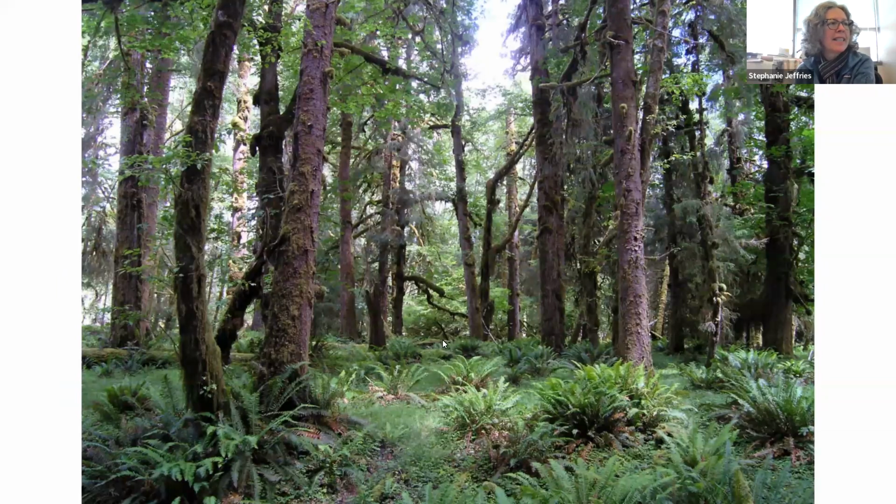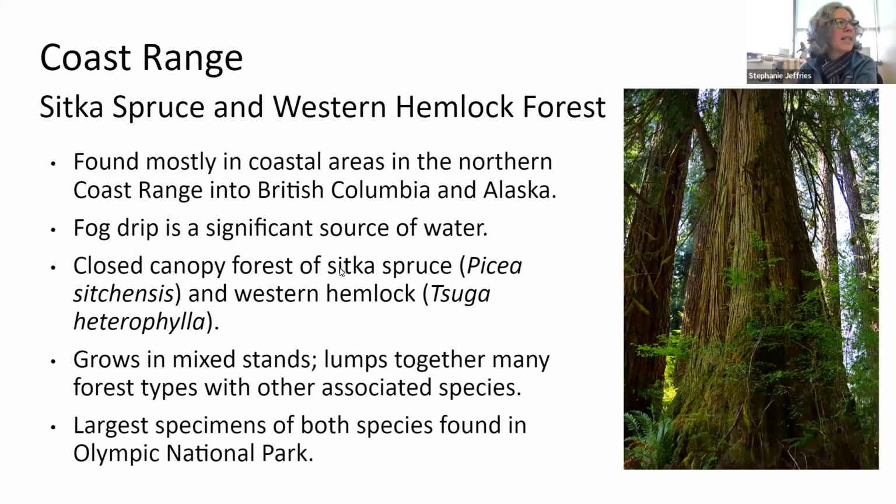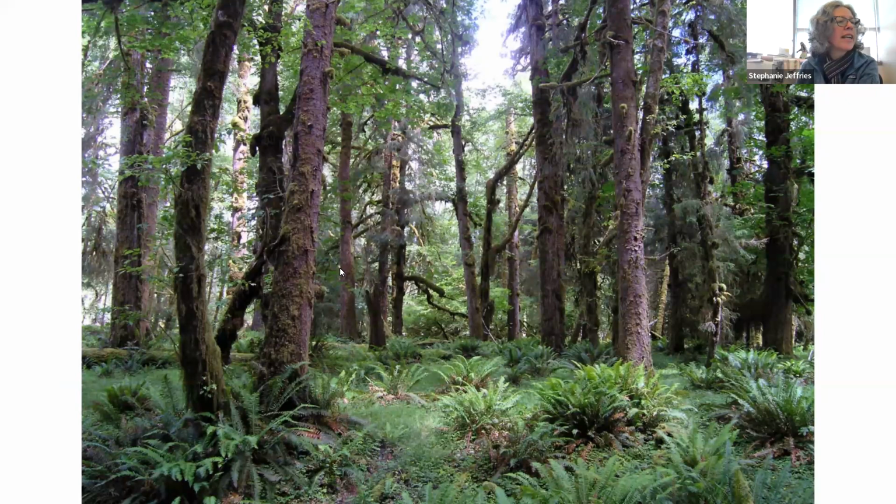And so again, this is a forest that's got a little bit more structure, but I just wanted you to see other examples. And this is actually going back. This is the first slide showing our other forest type that we're going to talk about in the Coast Range. And so this one is found more in Oregon, Washington, British Columbia. This is our Sitka spruce western hemlock forest.